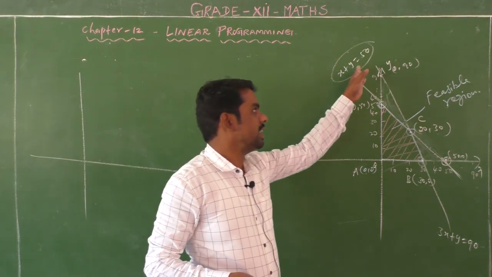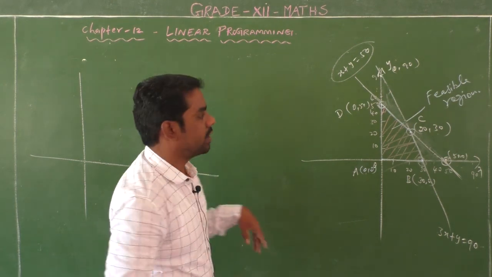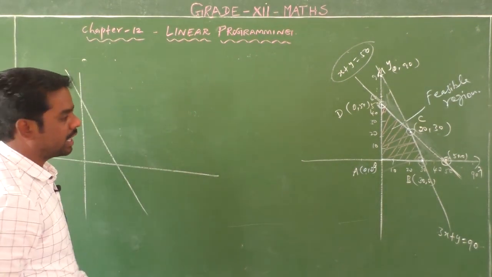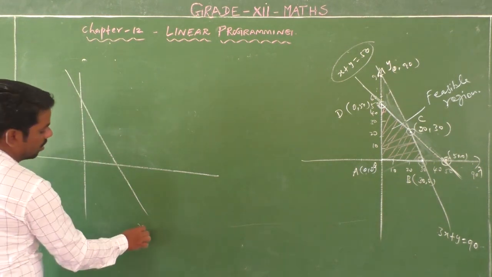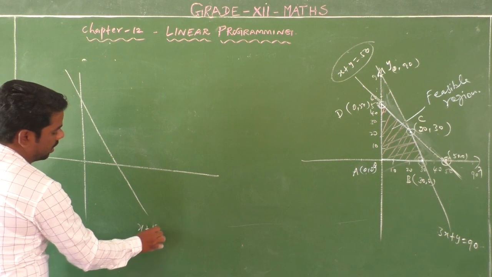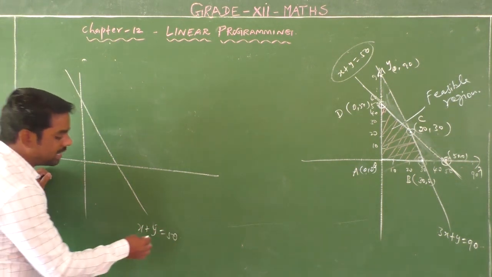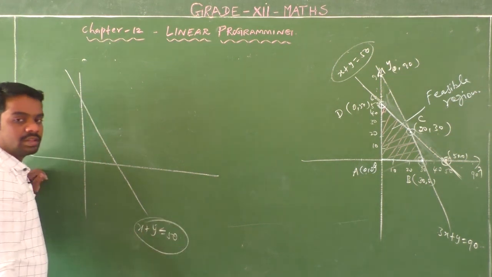Given x plus y is less than or equal to 50 as the constraint. Example number 1. So this is x plus y equal to 50. The given information, x plus y less than or equal to 50, is the constraint.